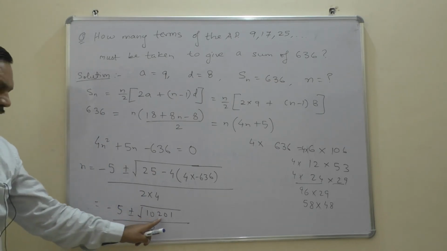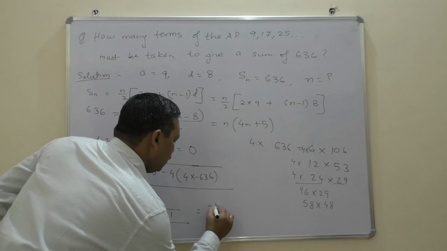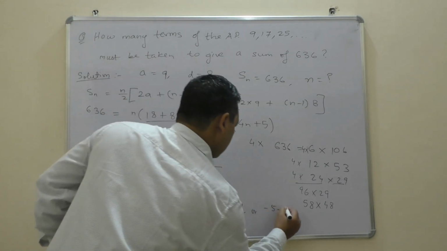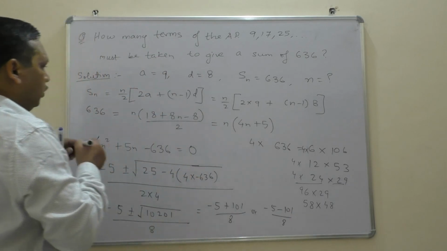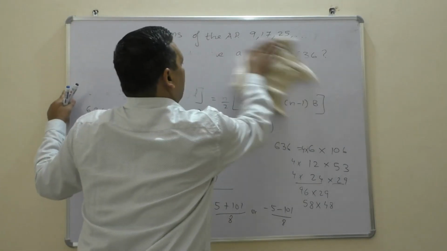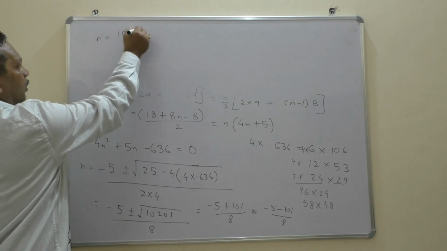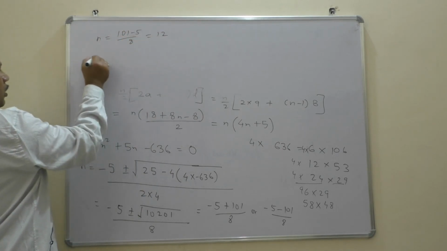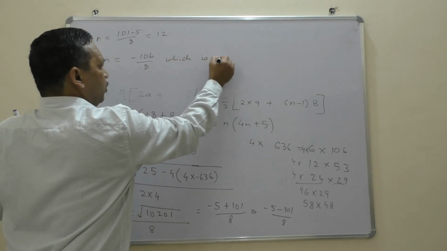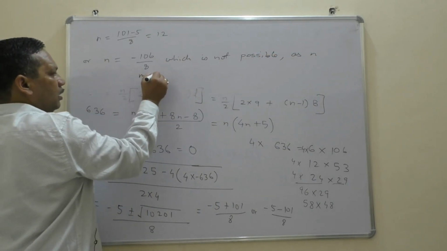What is this 10201? Pay attention, it is the square of 101. So minus 5 plus 101 upon 8, and minus 5 minus 101 upon 8. 101 minus 5 is 96, upon 8, which is 12. So n is equal to 101 minus 5 upon 8, equal to 12, or n equal to minus 106 upon 8, which is not possible because n must be a natural number.